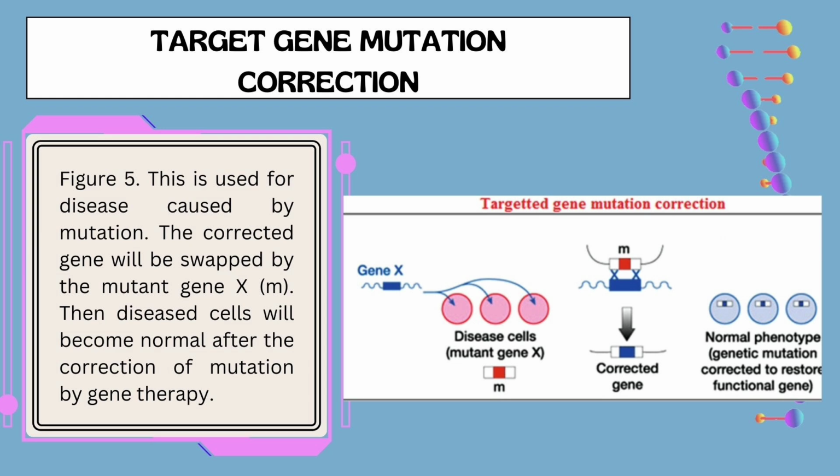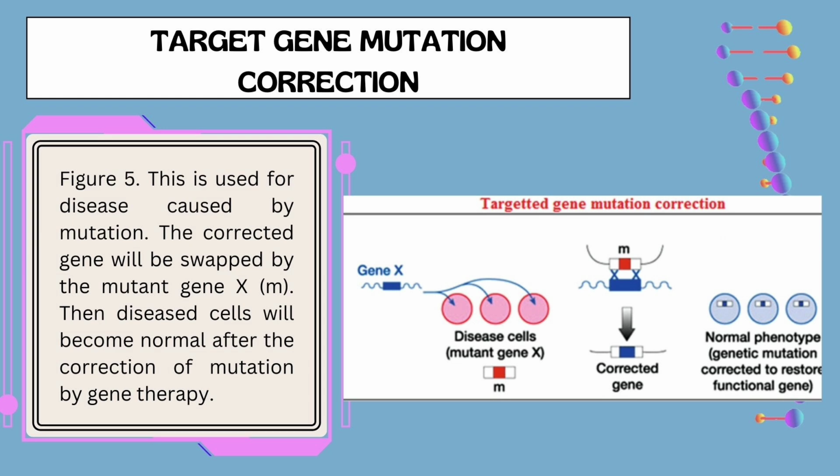In this picture, the figure begins by showing a diseased cell containing a mutant gene X, represented by M. This mutant gene is causing a disease. As you can see, in gene X, the mutant gene accumulates in the diseased cells. Then, in gene therapy, a normal functional copy of gene X is introduced. The normal gene interacts with the diseased cell's mutant gene X.